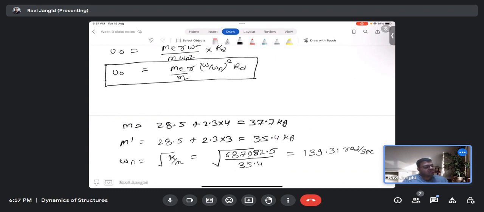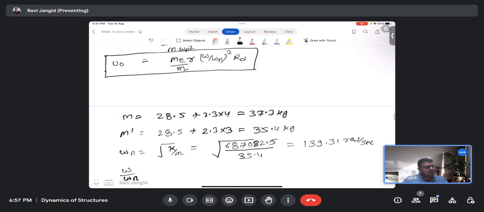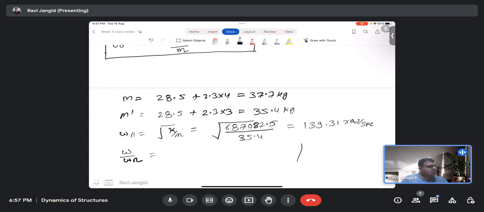So now using this, what is my omega by omega n? Omega is my operating speed at 900 rpm. So what is my omega? To convert rpm to radian per second, we need to multiply by 2 pi by 60. So 900 into 2 pi by 60 comes out to be 30 pi, or 94.24 radian per second.